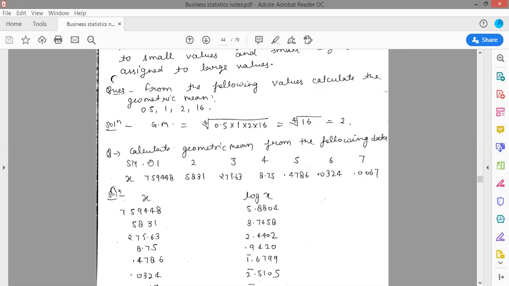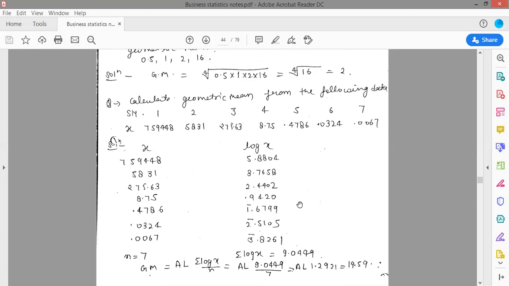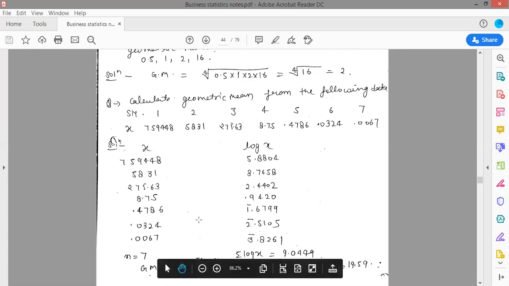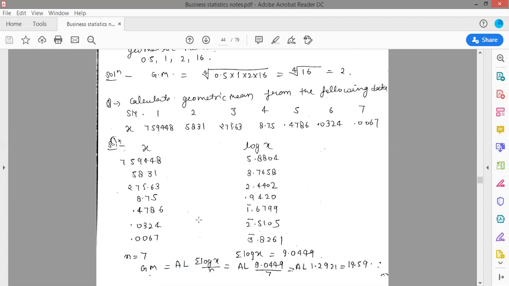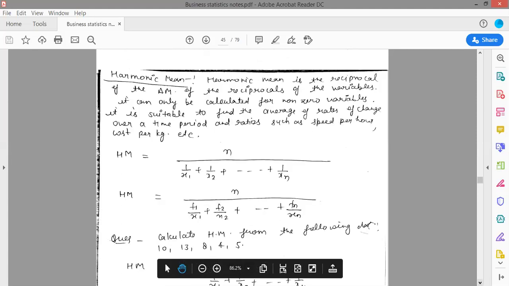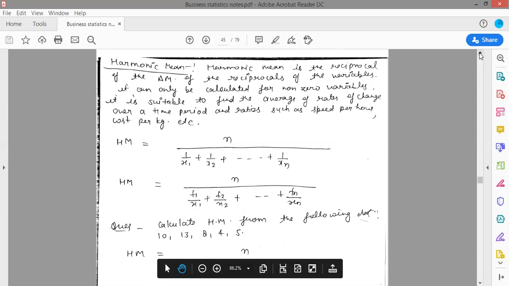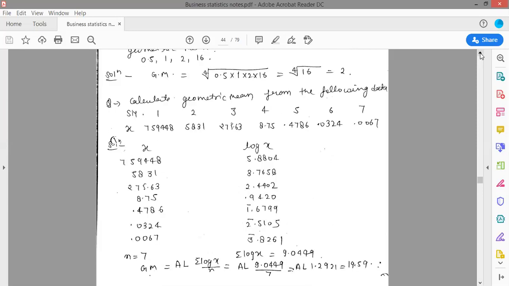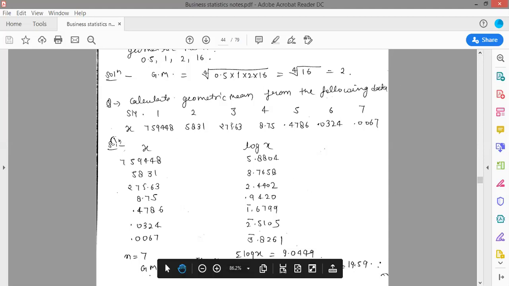Now the next example is here: calculate the geometric mean from the following data. So this is your following data. So x is given and log x is given. So we are using that anti-log formula because log x is given here. And so we will use only this one formula. Geometric mean is equal to anti-log of summation log x upon n, which is equal to anti-log 9.0499. This is our summation log x. Just put the value here and you will get your answer.